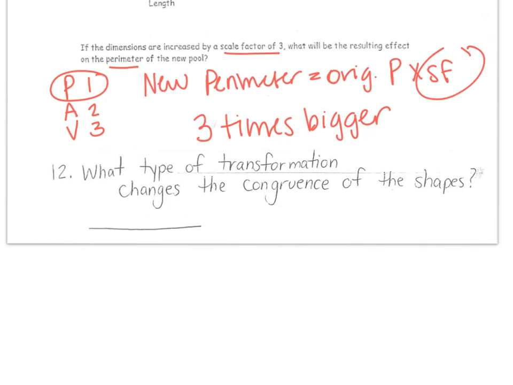Okay, number 12. What type of transformation changes the congruence of shapes? So we talked about that earlier, that translations, reflections, and rotations keep everything congruent. But when you talk about dilations, it makes it bigger or smaller by enlarging or reducing it. So the only thing that's going to change the congruence would be a dilation.